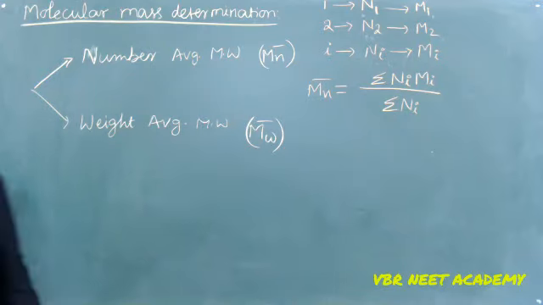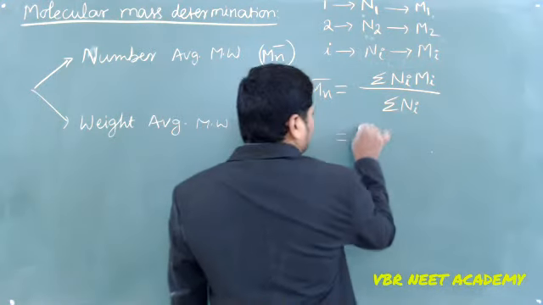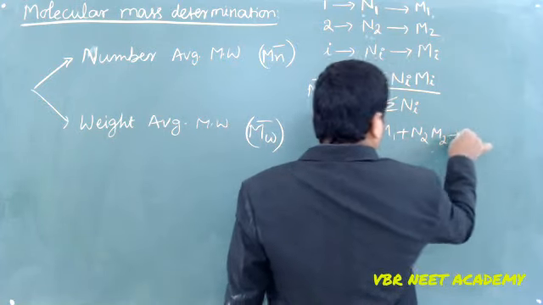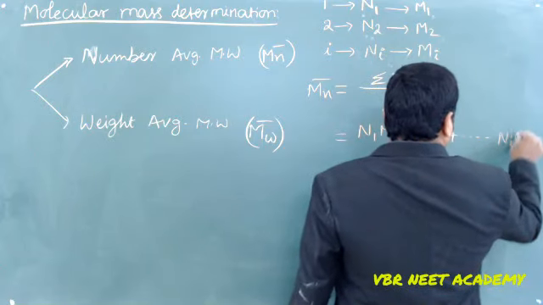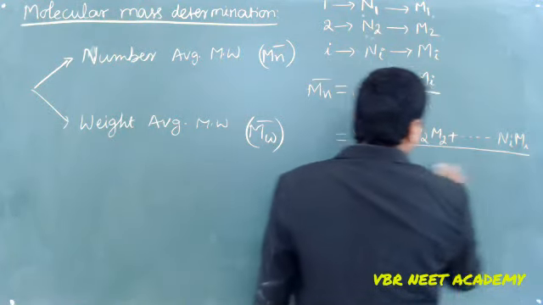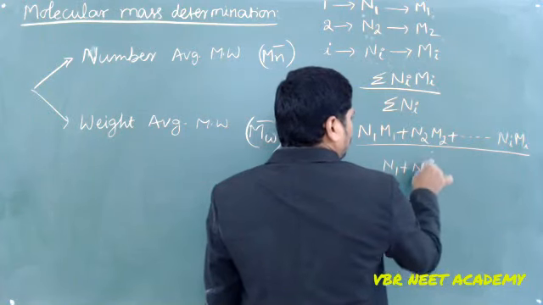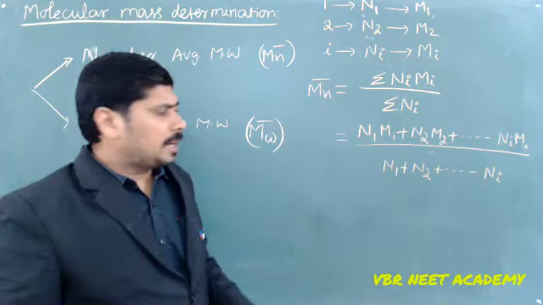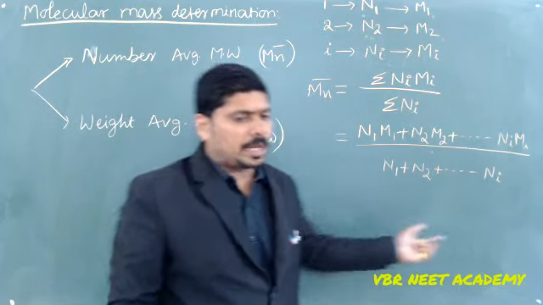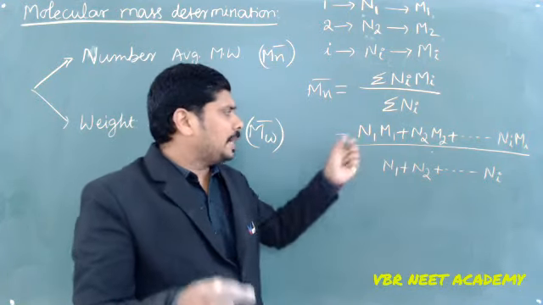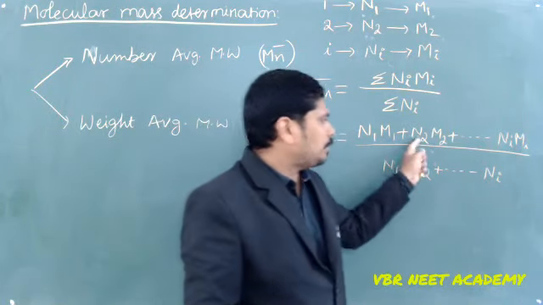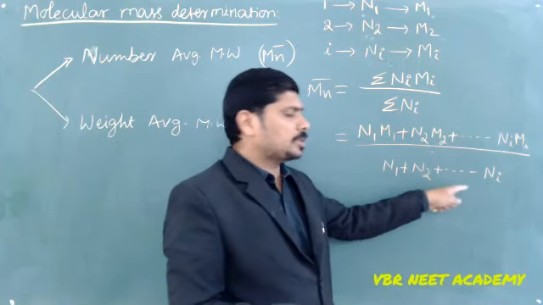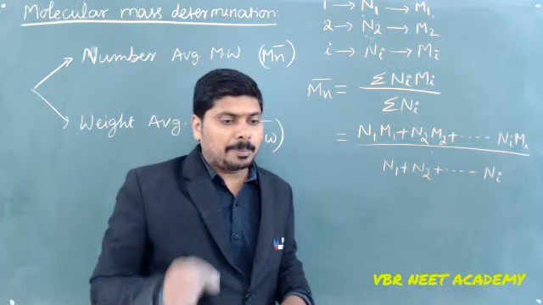How are we going to get this number average molecular weight? If you want to expand this, N1 M1 plus N2 M2 plus so on up to Ni Mi, divided by N1 plus N2 plus so on up to Ni. So I have some 30 number, 40 number, 50 number, like that. Each number and its molecular weight are multiplied, we take the sum of all those, and we take the sum of the numbers. That is how I get the number average molecular weight.